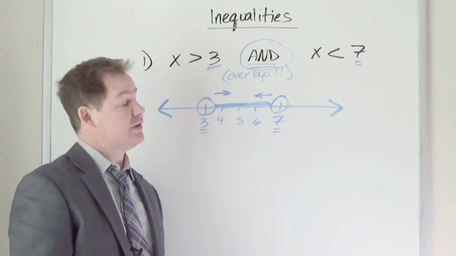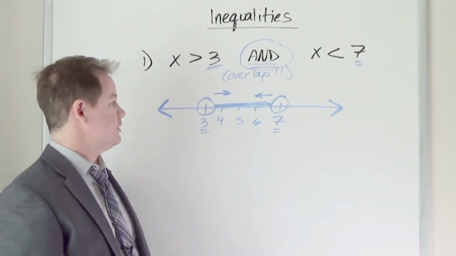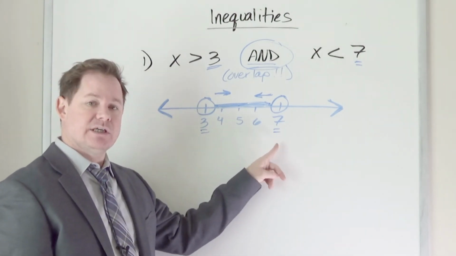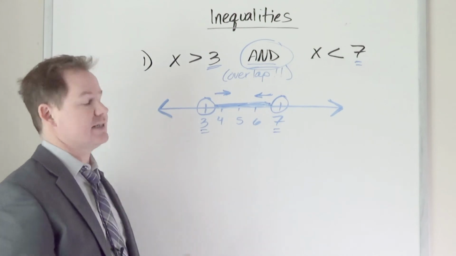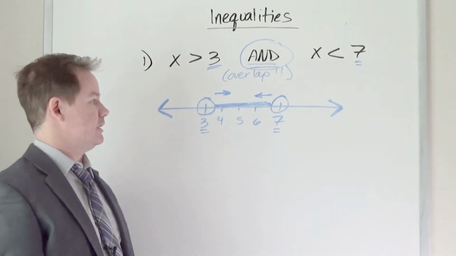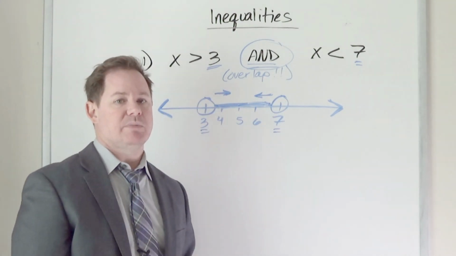So for example, on this problem, 3.1 would be a solution, 4.2, 5, 6.9, but 7 itself would not be a solution. 3 itself would not be a solution. And then certainly anything outside of that range, if you had 8, 9, or 10, or even 0, 1, 2, those values would not be solutions as well.